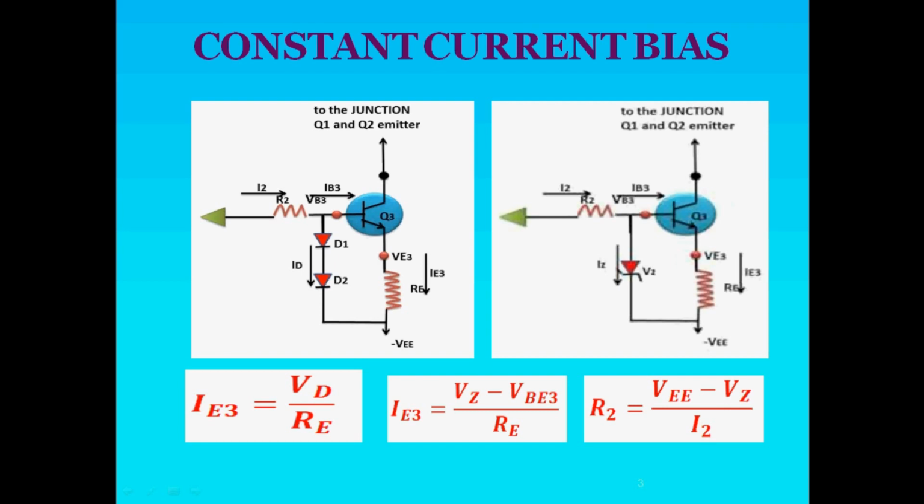So these are some of the constant current bias circuits we have seen, and now we are going to see the current mirror circuits. Here what we are going to do is simply replace this diode, Zener diode, or you can say these two diodes or resistors, with a transistor circuit. And again that transistor we have used is identical in all properties to the transistor Q3. So we will see next the current mirror circuits.